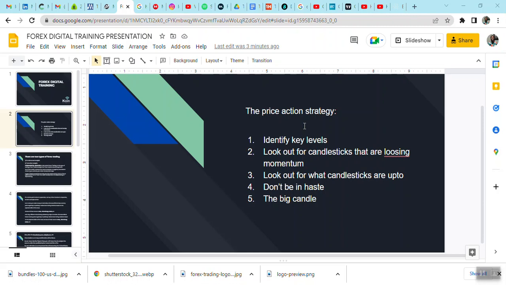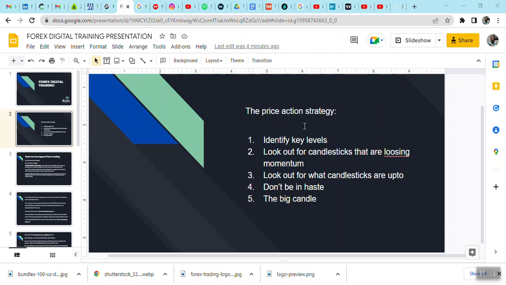So in this video, we're going to be talking about the price action strategy. So what is price action? Price action simply means the way and the manner in which prices behave. The analysis behind prices, the way price moves, the way it behaves on the chart. So that's what is known as price action.